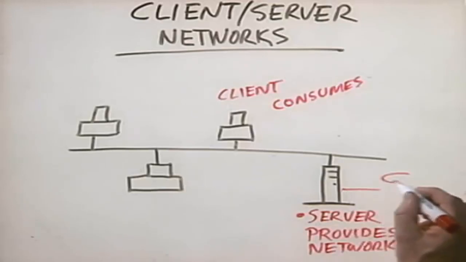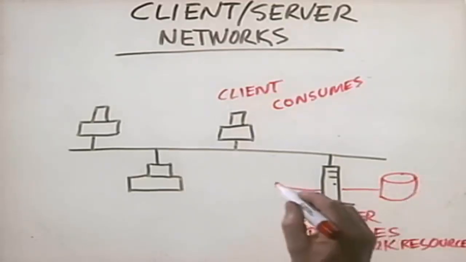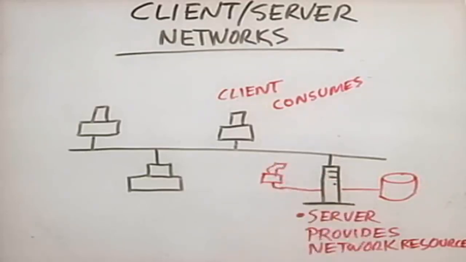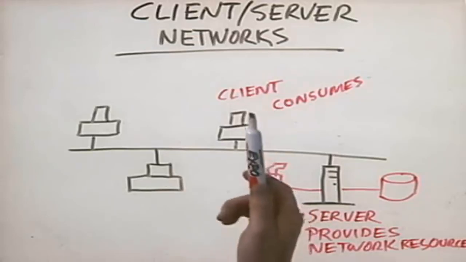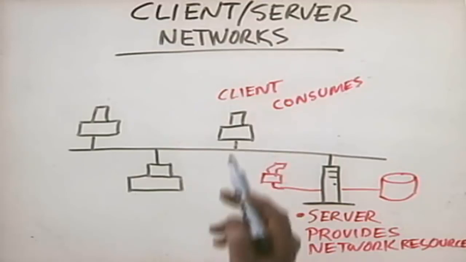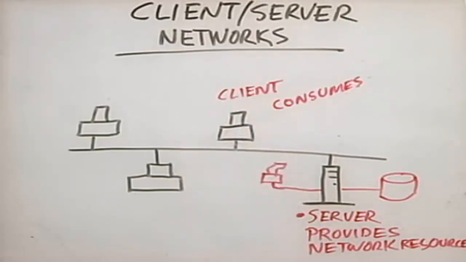You might have a humongous hard drive. Maybe we have a printer that this server manages, etc. The server provides the resources. The client simply uses the resources. Now, to do that, we have different operating systems implemented. Recall with a peer-to-peer network, everybody had the same operating system. Not so in a client-server network.